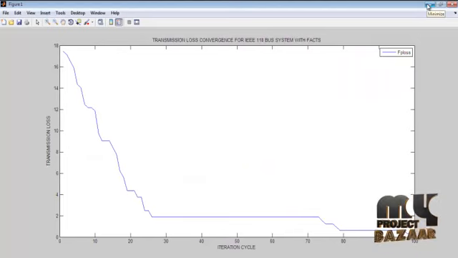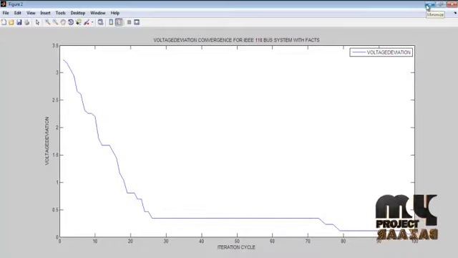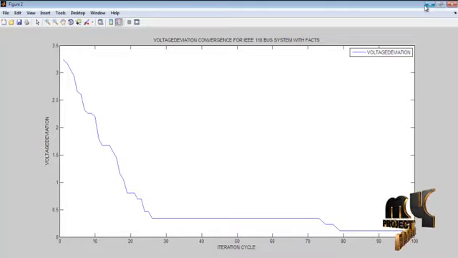This is the transmission loss convergence for the IEEE 118 bus system with FACTS. The y-axis is transmission loss and the x-axis is iteration cycle. Next one is the voltage deviation convergence for the IEEE 118 bus system with FACTS, and the y-axis is voltage deviation and the x-axis is iteration cycle. Similarly, we find the results without FACTS and also the 57 bus system data.